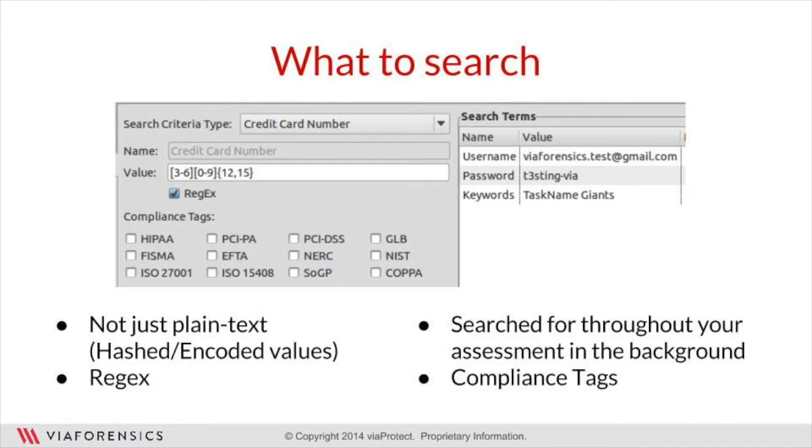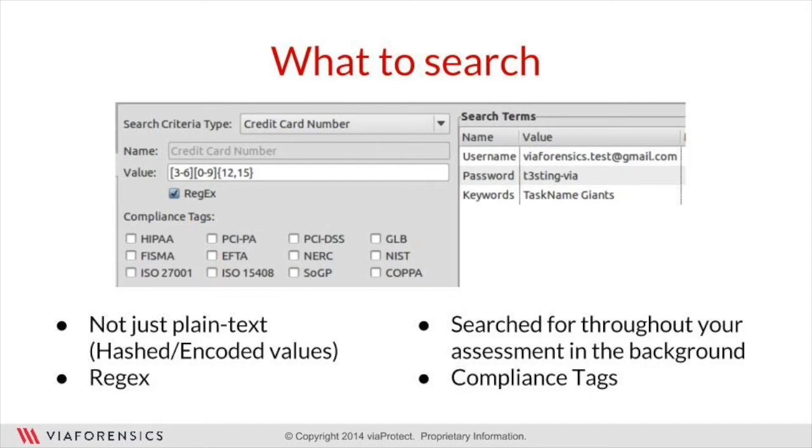The first thing, once I choose the application I want to test, and in this case we're going to look at a task manager application called any.do. It's a really popular application on both platforms. Basically it stores the different tasks that you want to do during your day, a task list. So I chose this application, and typically we look for things like username, password, or keywords. This is an application that requires a login. So I created a test account, as you can see, and I have my username and my password, and I'm going to tell viaLab to search for that throughout the assessment.